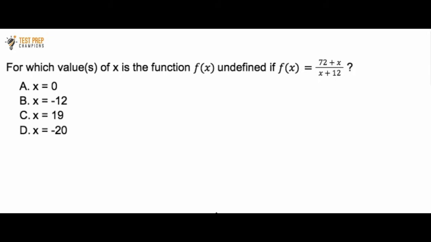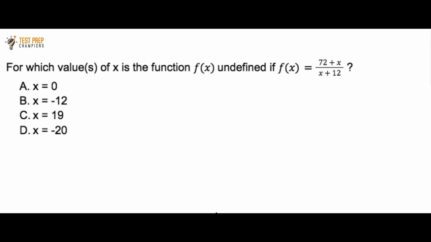For which value or values of x is the function f of x undefined if f of x equals 72 plus x divided by x plus 12? Is it A, x equals 0, B, x equals negative 12, C, x equals 19, or D, x equals negative 20? So now would be a good time to have you pause the video, give this one a shot, and then we'll go over how to do it.